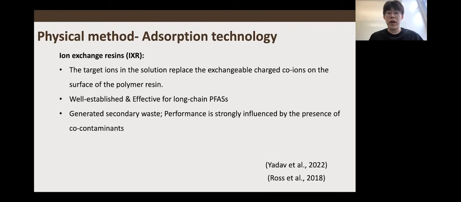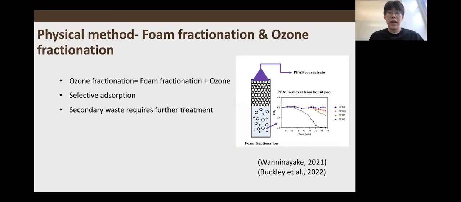And next one, the ion exchange resins. First is the principle of IXR, and it's a well-established technology, and it's more effective at removing long-chain PFAS. The disadvantages of IXR are that secondary waste is generated, and its performance is strongly influenced by the presence of contaminants. And for the next one, foam fractionation relies on bubbles to adsorb PFAS, and for ozofractionation, the rejected air bubbles are turned into ozone bubbles. This technique can be used to concentrate or separate components from a mixture based on selective adsorption. However, the generation of foam waste requires further treatment.